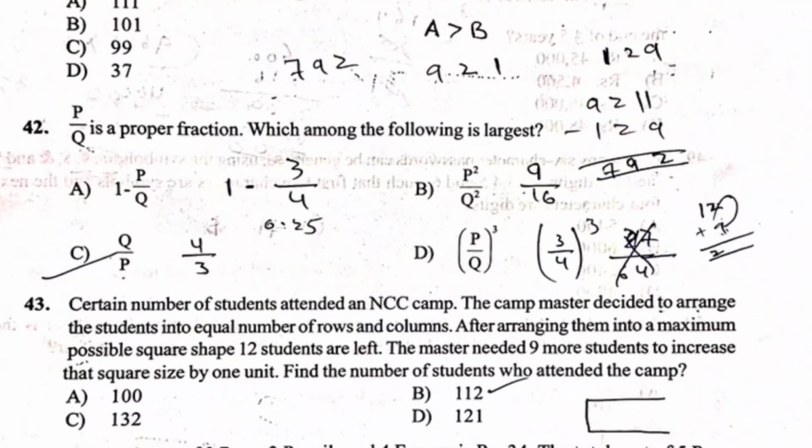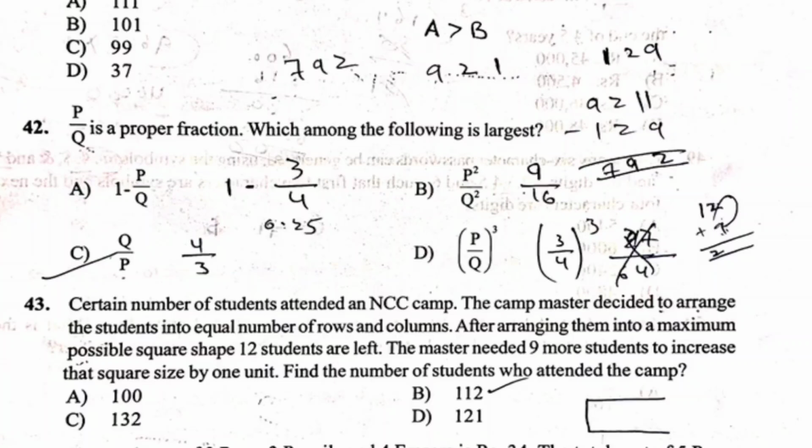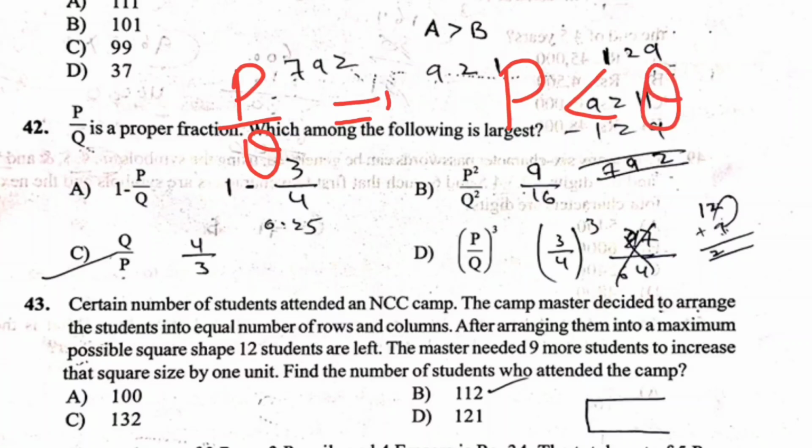Next question is, P by Q is a proper fraction, which among the following is largest? Options are 1 minus P upon Q, P square upon Q square, C option is Q upon P, and D option is P upon Q whole cube. Since P upon Q is a proper fraction, by proper fraction we mean the numerator is less than the denominator, that is P is less than Q.